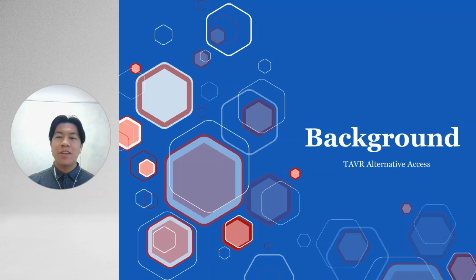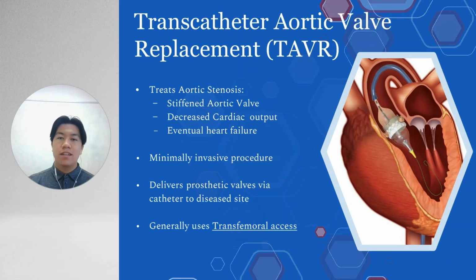Thank you, Francis. I'll now be talking about our background, which is the TAVR alternative access procedure. TAVR, or transcatheter aortic valve replacement, is the standard of care for treating aortic stenosis, a condition in which the aortic valve in your heart becomes stiffened over time, which leads to decreased cardiac output and eventual heart failure. TAVR is a minimally invasive procedure which replaces the diseased aortic valve with a prosthetic one via a catheter system.